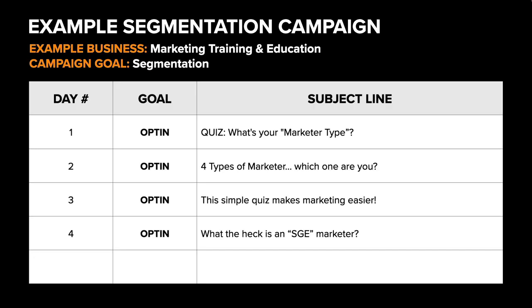Now we're going to come back and close it out with curiosity, right? With curiosity. And I would even have curiosity plus a bit of like sharing. What the heck is SGE marketer? So that is one of the 4 possible marketer types. Hopefully you go check yours out. That's one of the 4 possible marketer types. That's the subject line meant for curiosity.